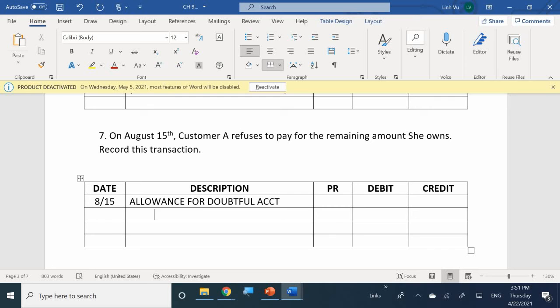Now, what are you going to consider, what are you taking out from? If customer A decides to refuse to pay for what they owe us, you want to take out your accounts receivable. Correct. Now, how much am I going to be taking that out from? So he gave us 50, so we're going to end up with $491.25.